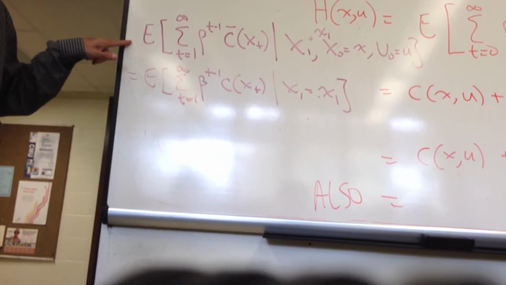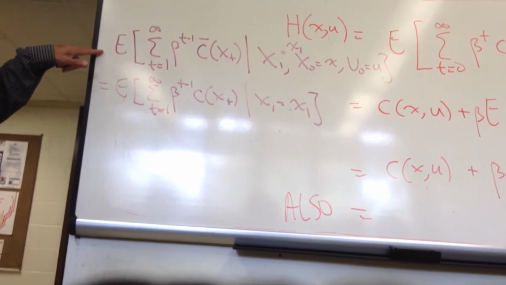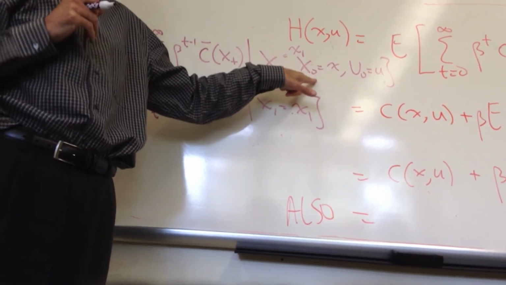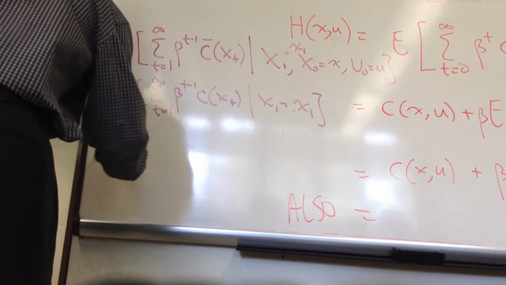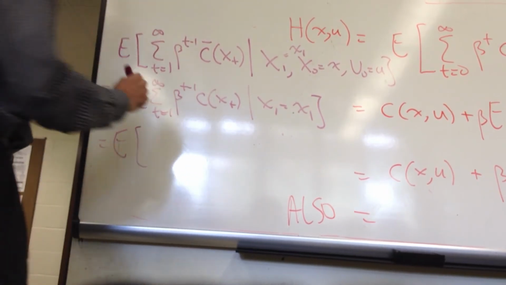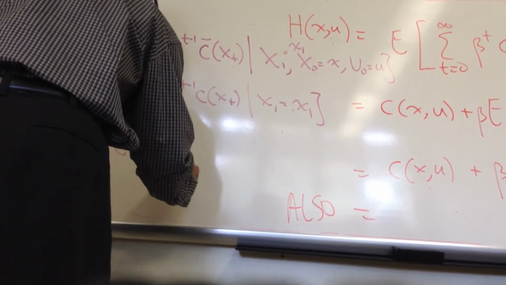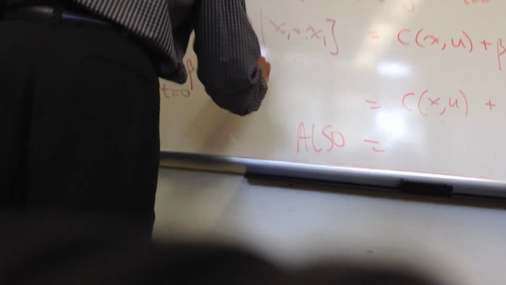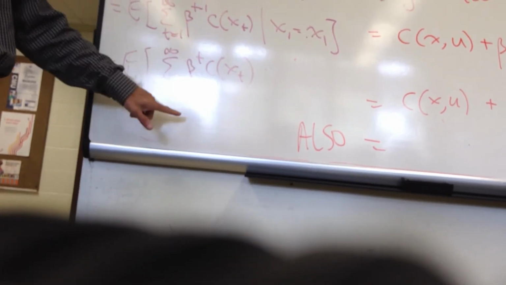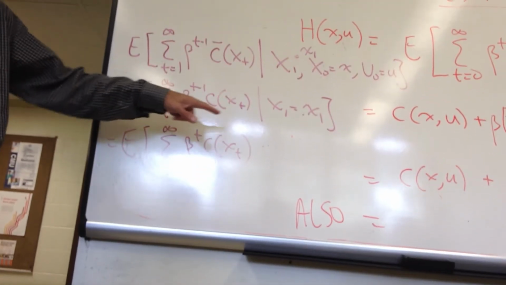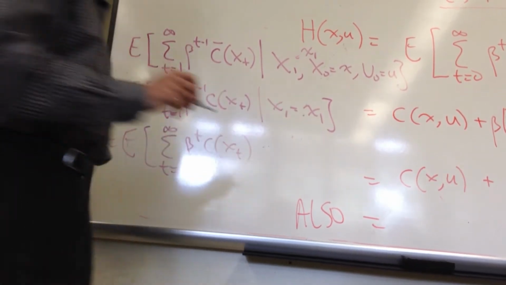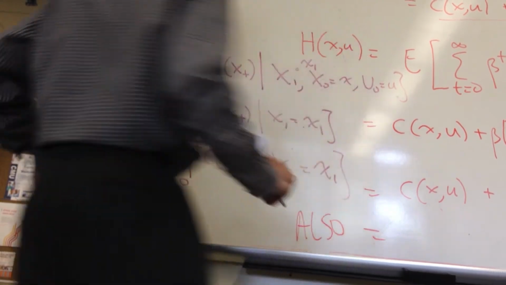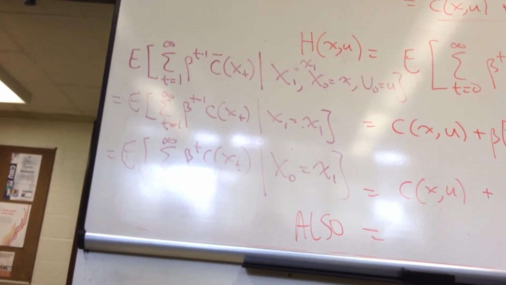So that's a property of controlled Markov chains. Once I know x1, I don't need to know x0 and u0 for predicting the future. And then I can go through and use the time homogeneity. I can shift t by 1, starting from 0 to infinity, and instead look at x0 equals x1. These are the same because I can always shift time.